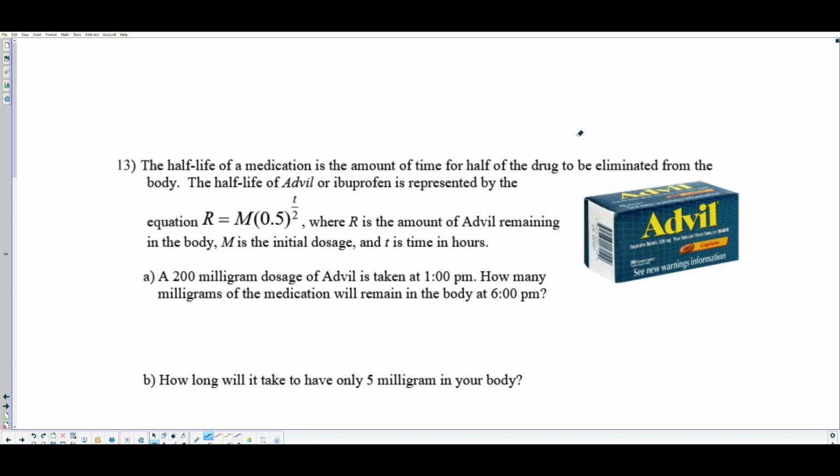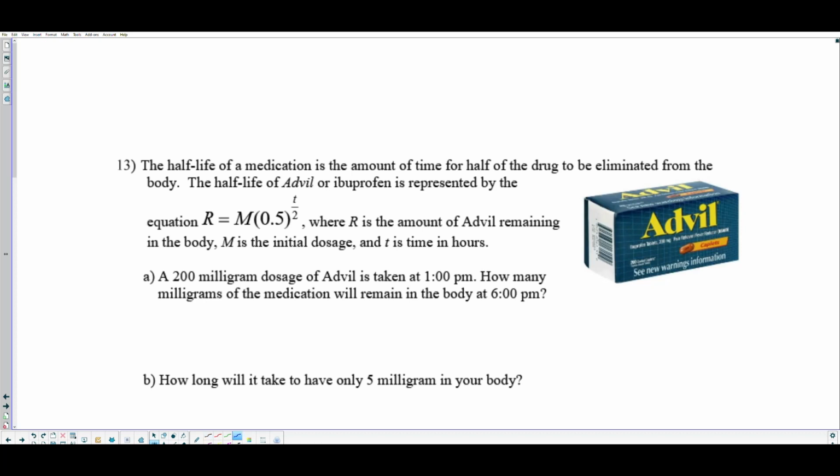Half-life of a medication is the amount of time for half of the drug to be eliminated from the body. The half-life of Advil or ibuprofen is represented by this equation. R equals m times 0.5, and then T over 2 is the power, where R is the amount of Advil remaining in the body, M is the initial dosage, and T is time in hours.